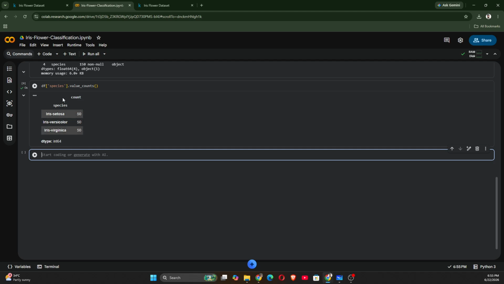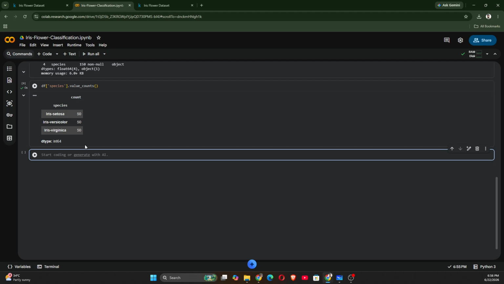So this is telling something important to us. In the species column, I found out the value counts. The important thing is all classes have the same number of samples. Therefore, it is a balanced data set. This is very important.